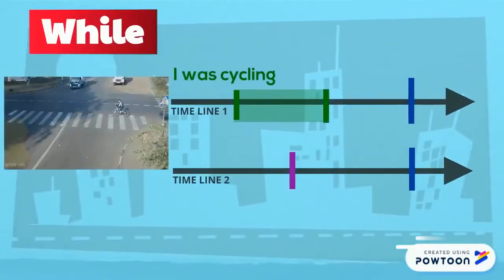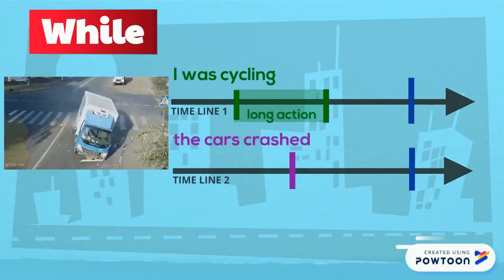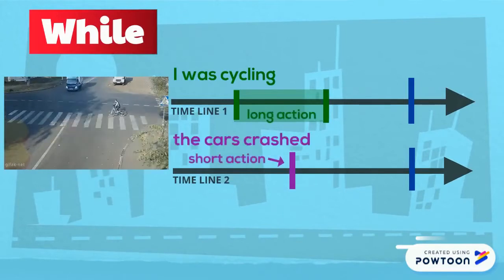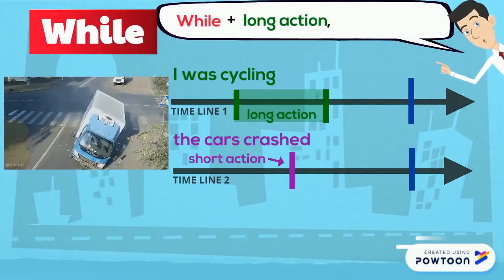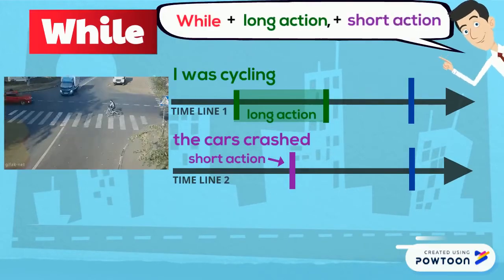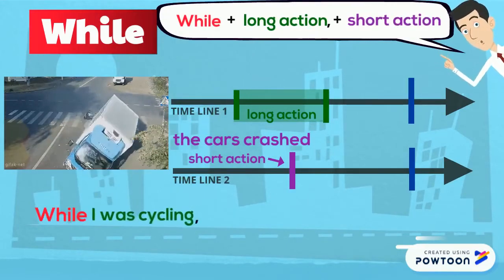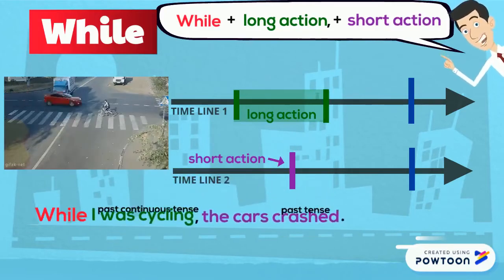I was cycling is the long action. The cars crashed is the short action. We use while plus a long action, plus a short action. So, while I was cycling, the cars crashed, full stop.